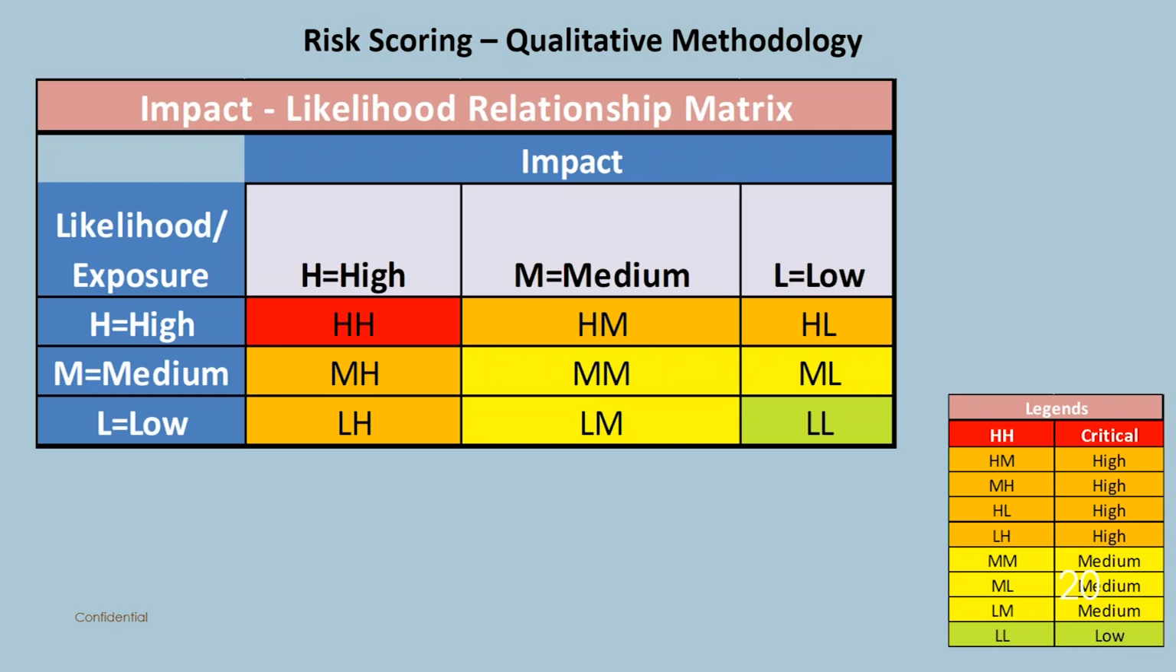We have to take action wherever the value is HH. We have to take immediate action. If it is HM, MH, HL, or LH, it is high. If it is MM, ML, or LM, it is medium. And if it is LL, it is low.